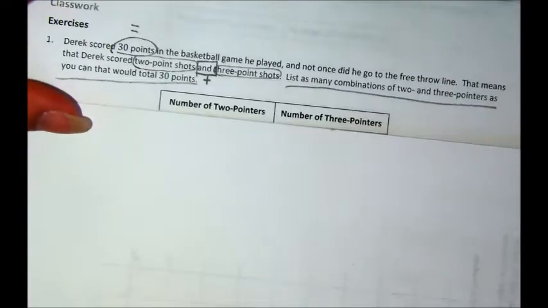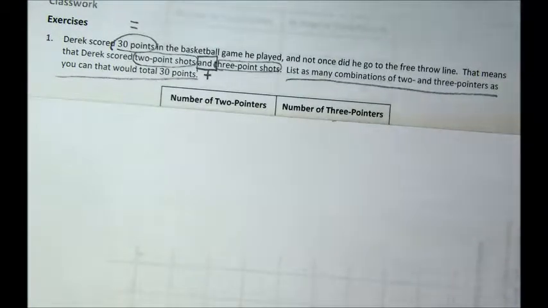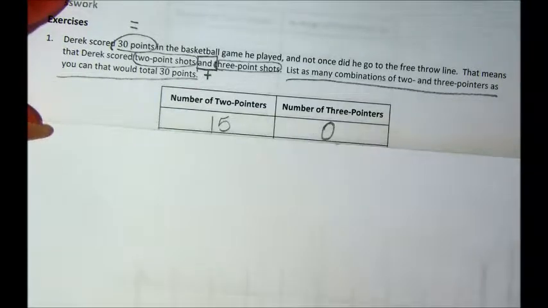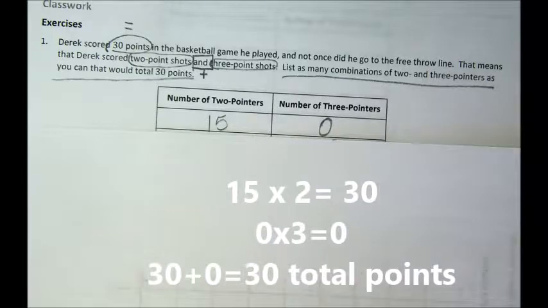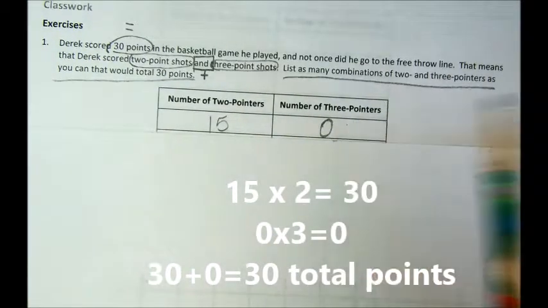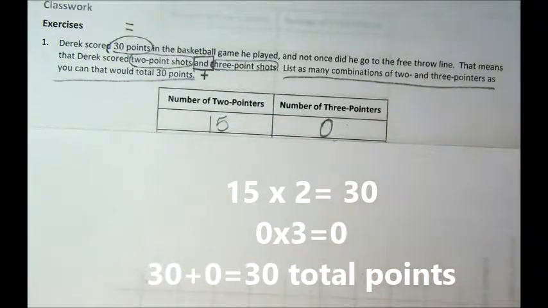So if we're talking about 2 pointers and 3 pointers, we're given a table below, and let's say Derek only made 2 pointers. If Derek only made 2 pointers and he had to have a total of 30 points, the number of 2 pointers would have to be 15. I know that because 2 times 15 is 30, and the number of 3 pointers would be 0. That's my total of 30 points.